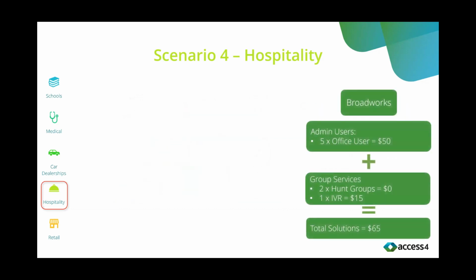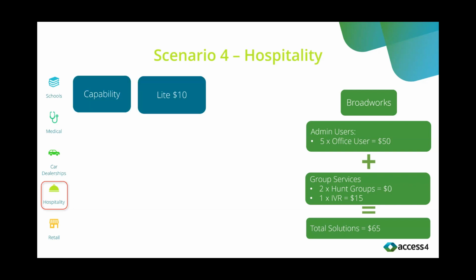So to go into that in the BroadWorks sense, we would have the admin users, 5 users, office user, $50, group services, so 2 hunt groups to allow to hunt across the business, depending on whether it's the restaurant or the bar. 1 IVR to be able to then select whether you want to go to the restaurant or the bar, of course. And the total solution itself is around $65 within the BroadWorks solution.